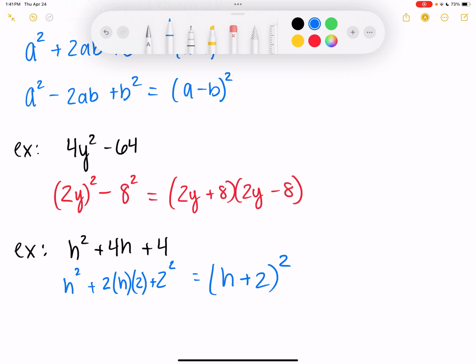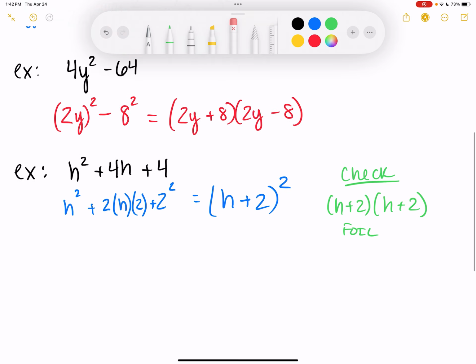One thing about this, to check this, we would have to write this as h plus 2 times h plus 2 to be able to check this. Okay, h plus 2 squared means that we have that written twice. So I'd have to write it twice to FOIL it to check it. Okay, and then we would just FOIL from here. I'm not going to do it again for the sake of time, but same rules apply. You should be checking these in the end to make sure that you've done them correctly.